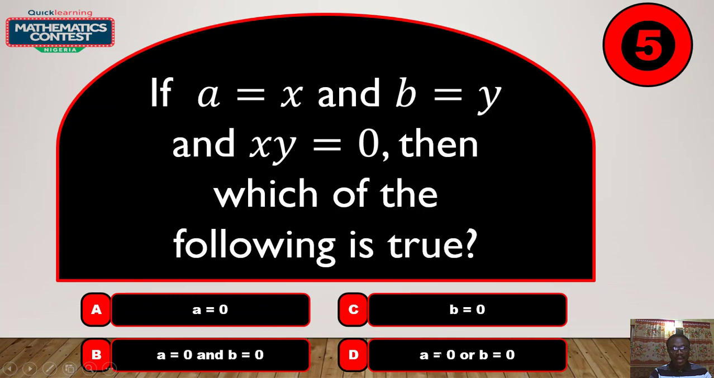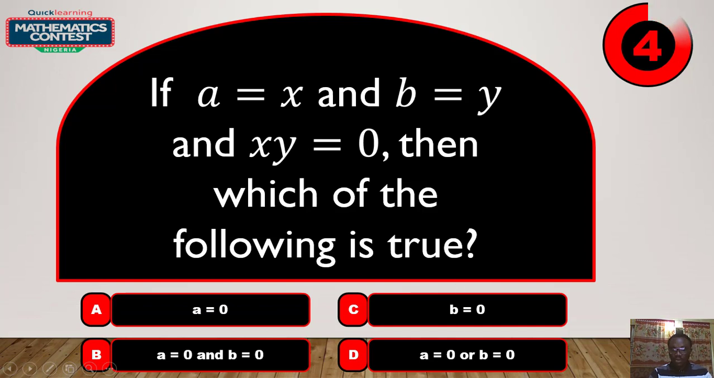So it's either A is 0. Take note, when A is 0, it means x is 0, and this holds. One of them is 0. Or B is 0. When B is 0, it means y is 0 too. So x times y is 0. So this is the best answer.